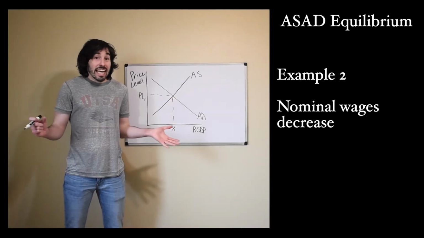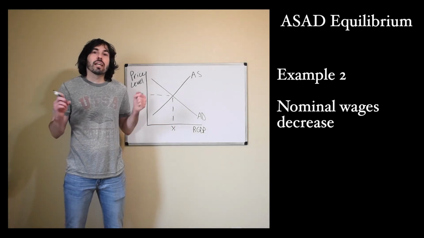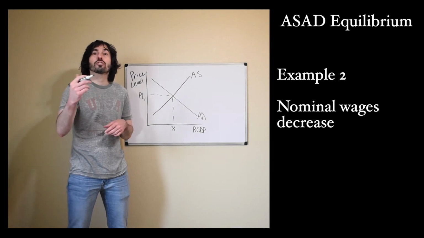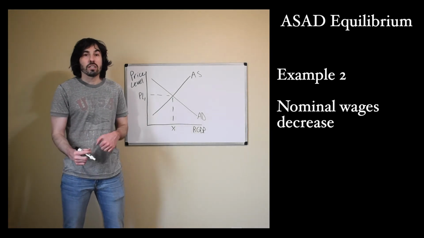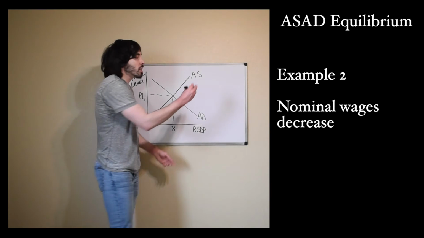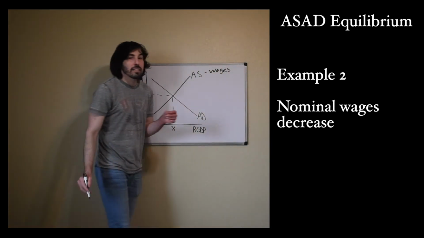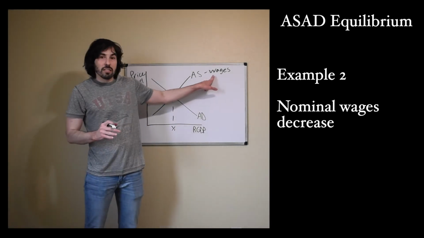All right, children, for this next example, we're going to look at what happens if nominal wages decrease. So remember, nominal wages are what a business has to pay to people in order to get them to work. So nominal wages are going to be an input cost. Wages affect our aggregate supply. You need to keep in mind, wages are going to affect supply.